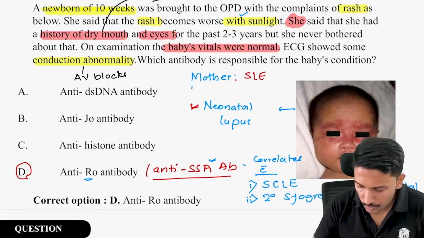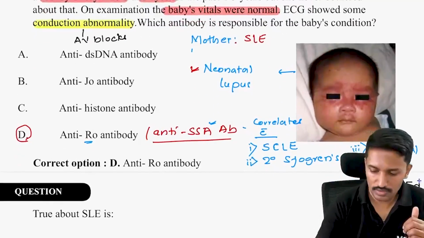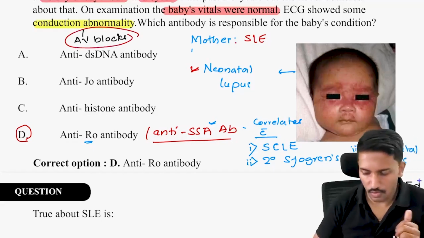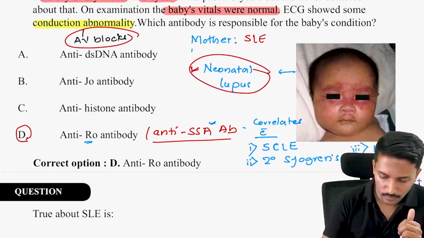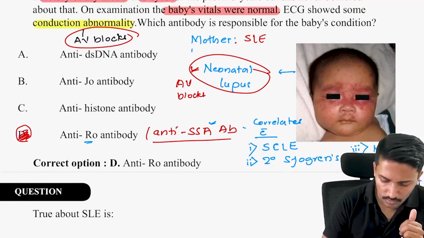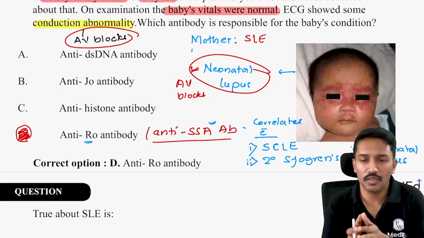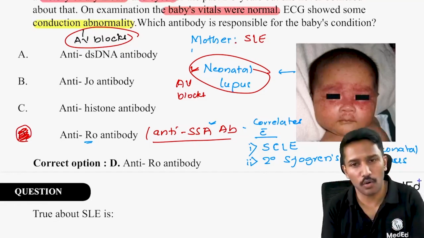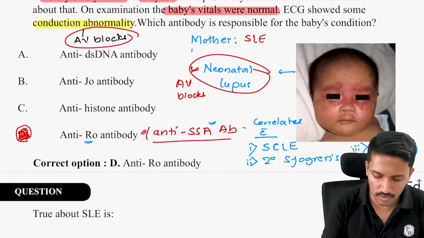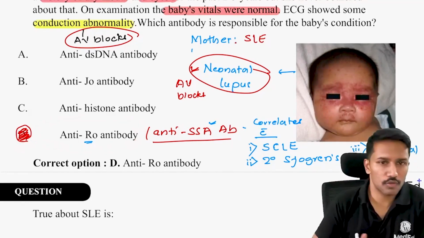And in neonatal lupus, the concern is that patients with neonatal lupus have the tendency to develop what we call AV blocks or conduction abnormalities, right? So this is a case where we have AV blocks. So everything fits into the picture. Mother had SLE. Now the baby has neonatal lupus because of the transfer of antibodies from the mother, and the most important antibody here has to be anti-Ro antibody, making option D the answer for this question.